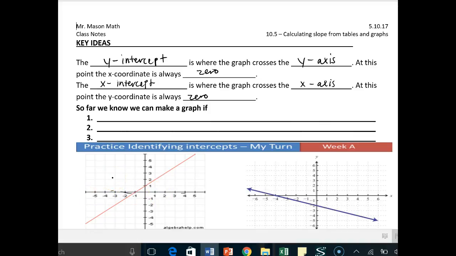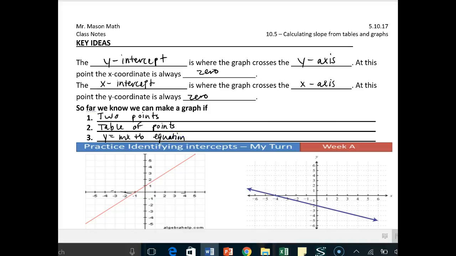So far we know we can make a graph if we have 2 points, or a table of points. And now, if we have a y equals mx plus b equation, which we'll learn about tomorrow.